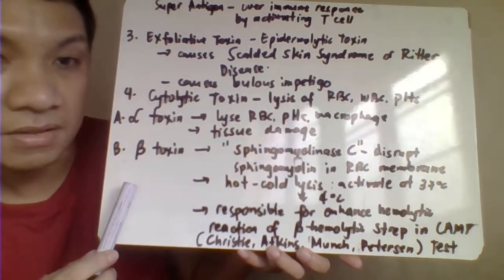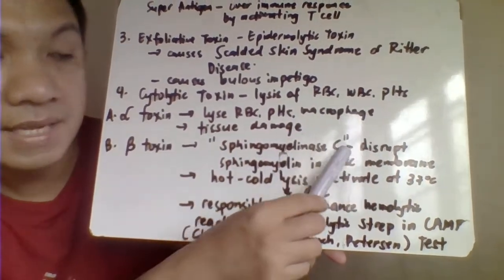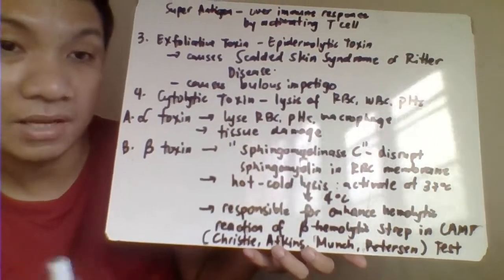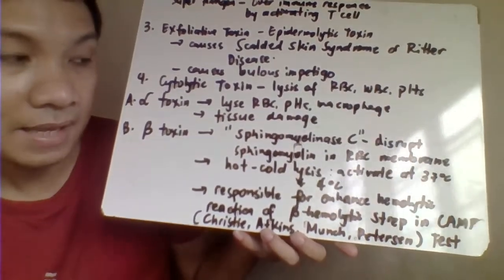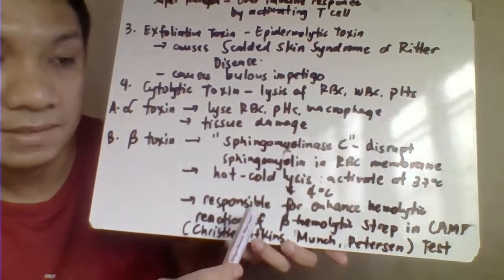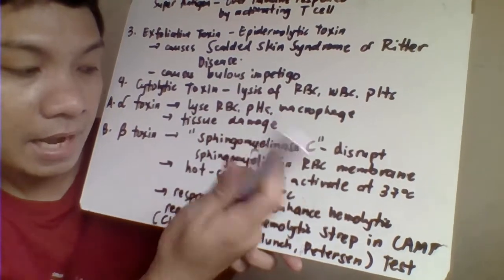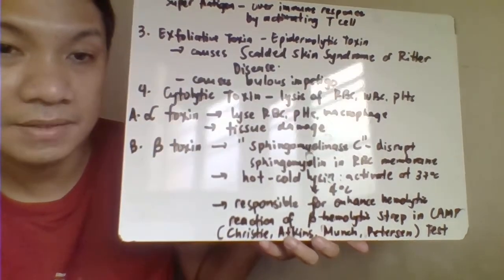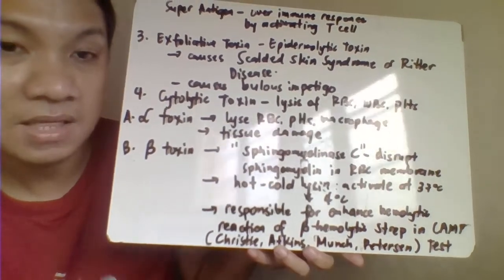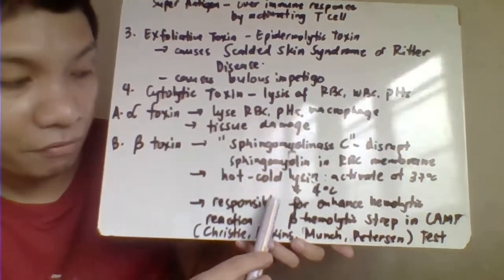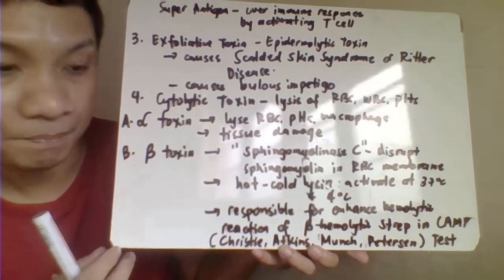Beta toxin, on the other hand, is your sphingomyelinase C. So try to disrupt here, try to damage the sphingomyelin found in the RBC membrane. Okay, and other name for that is your hot cold lysine. Tinawag siyang hot cold lysine here because it's being activated at dalawang temperature. Hot temperature 37 at 4 degrees Celsius at cold temperature.